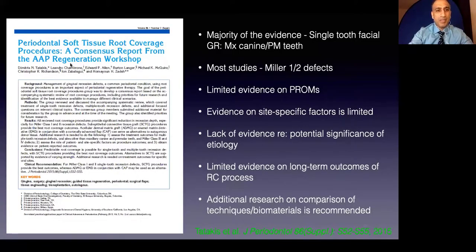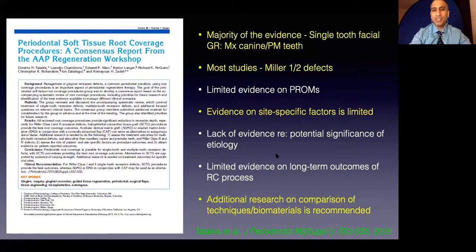But then I came across this paper by Tatakis and colleagues. Once again, Tatakis is a very, very prominent guy, from 2015. It was in a supplement of the Journal of Periodontology. And they looked at a whole bunch of studies regarding soft tissue root coverage procedures and came up with a bunch of conclusions and recommendations.